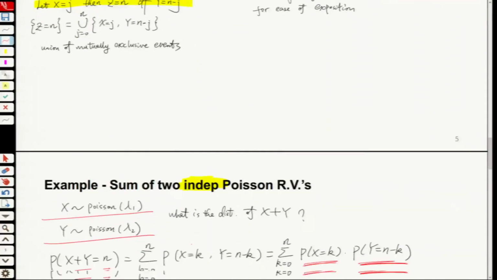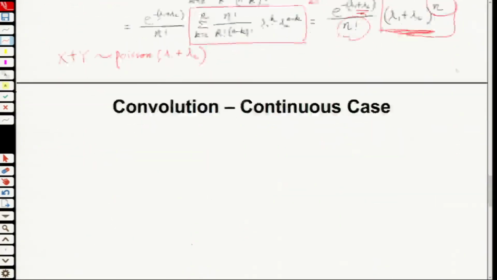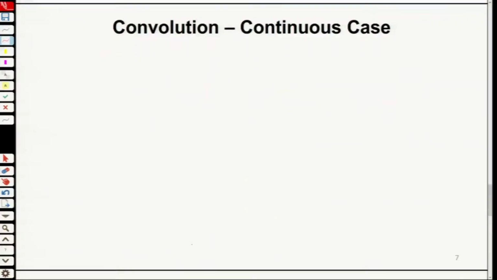Now we're going to talk about continuous convolution, continuous distribution convolution. For a continuous case, if we have x, this is a PDF. Now suppose x has a CDF function, that is F(x), and also a PDF function f(x).